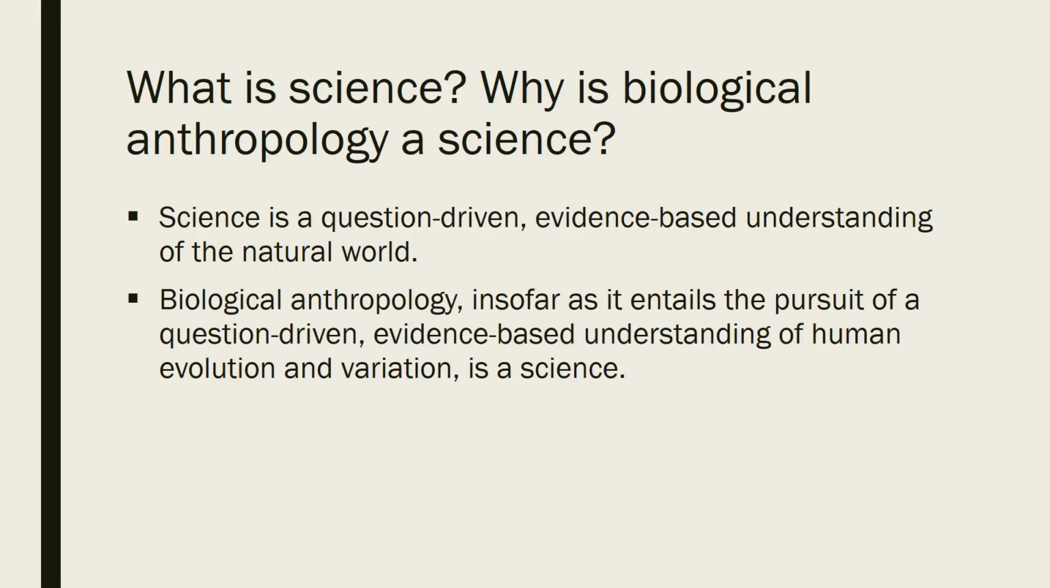Among other things, biological anthropology is a science. You all know that subjects like biology, chemistry, and physics are classified as, quote, science, but what makes something a science? Science is a question-driven, evidence-based understanding of the natural world. That is, science is not just a collection of random facts about atoms and chemical structures and biological processes. Rather, science provides an approach to obtaining knowledge about those phenomena and so much more. Biological anthropology, insofar as it entails the pursuit of a question-driven, evidence-based understanding of human evolution and variation, is a science.